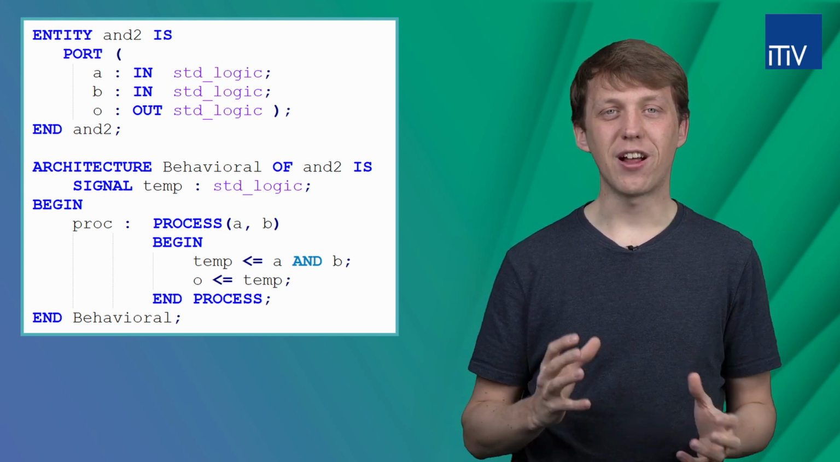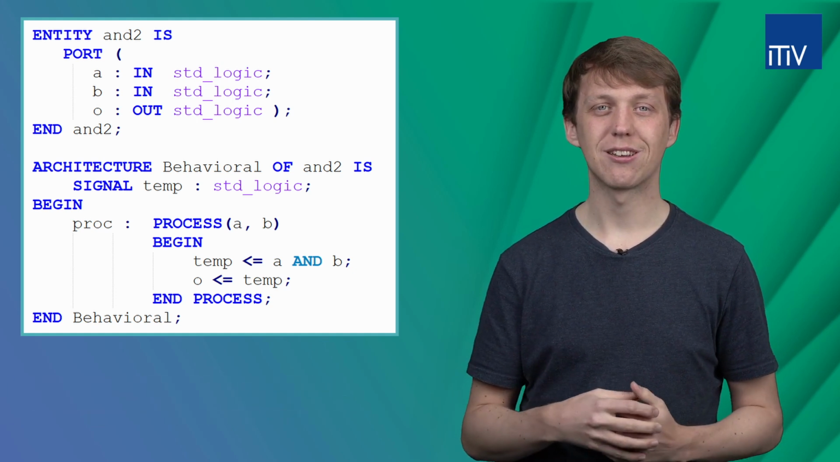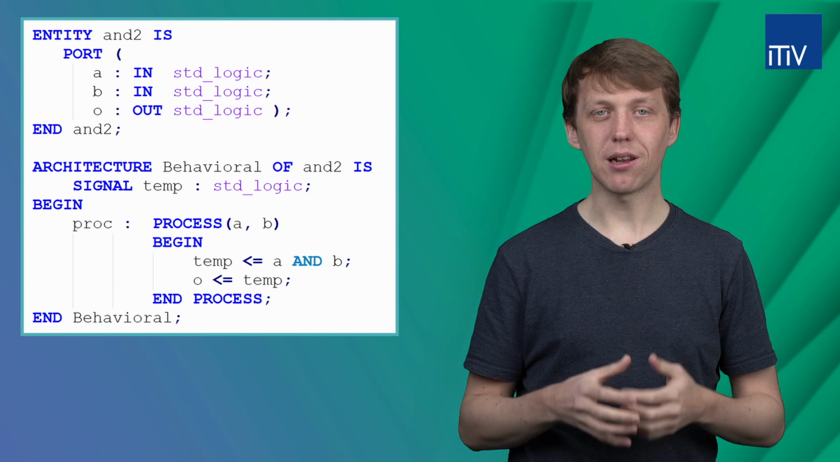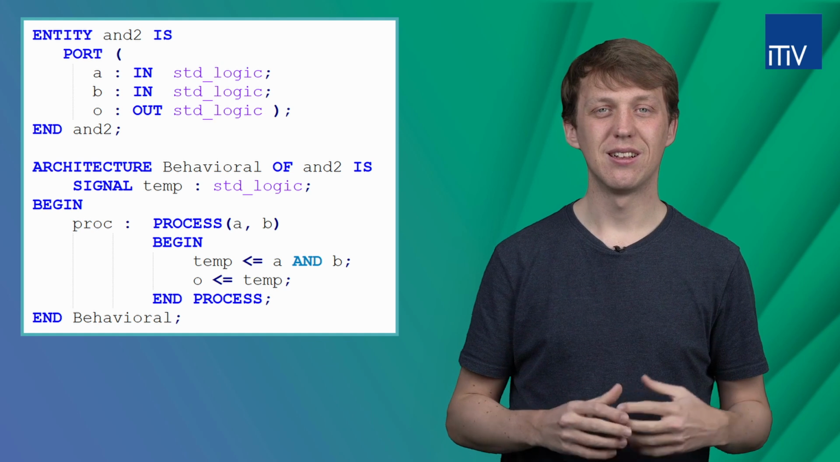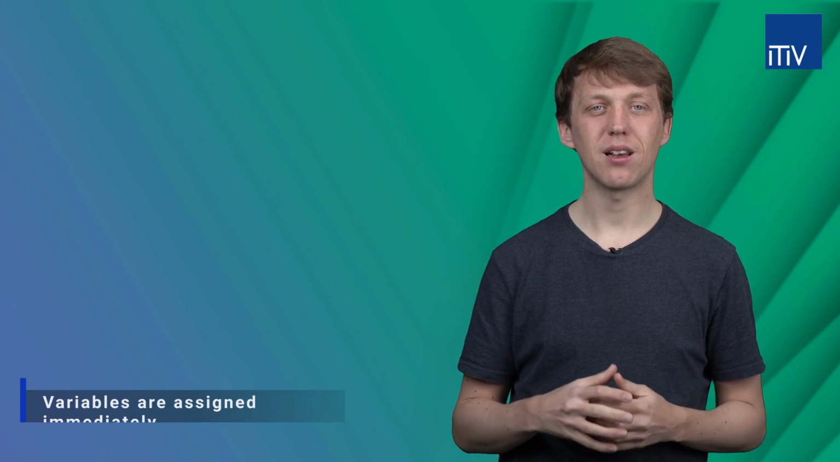In VHDL, the value of a signal is updated at the end of the process. Consequently, when assigning temp to O, temp still holds the results before the AND operation took place. However, if this is required, VHDL provides variables. These are immediately assigned but can only be used inside a process. To distinguish between both types, there also exists a dedicated assignment operator for variables.